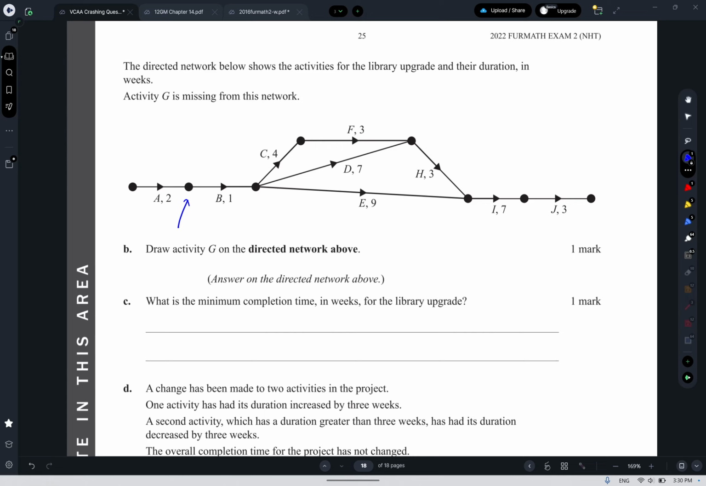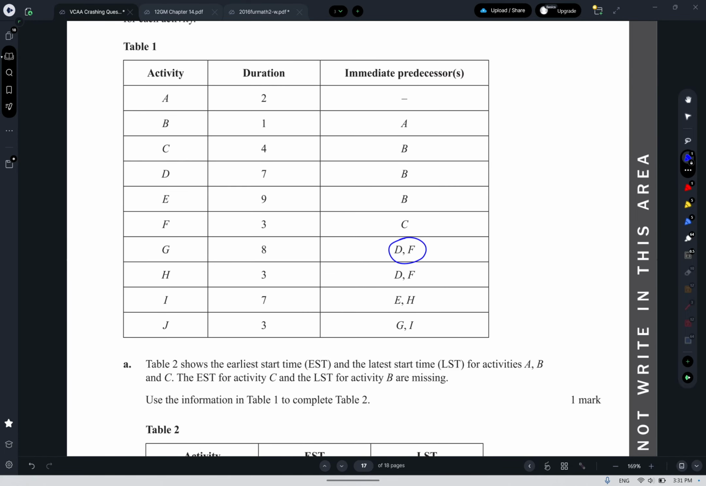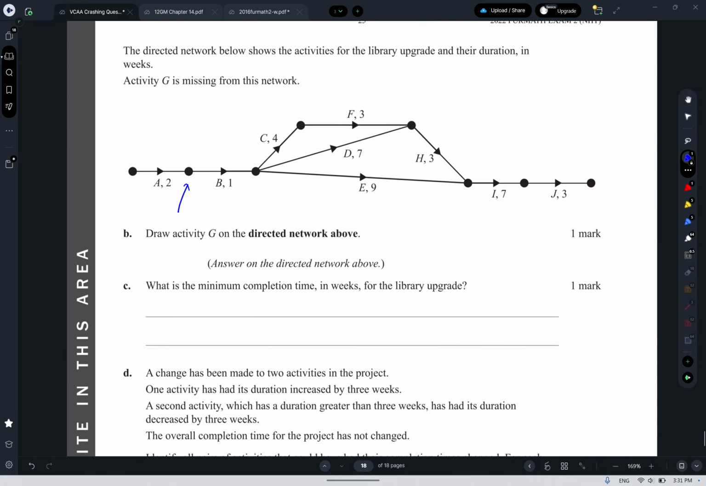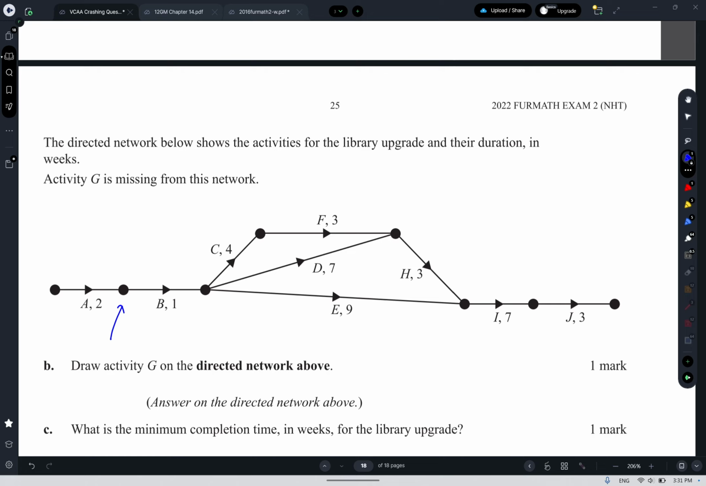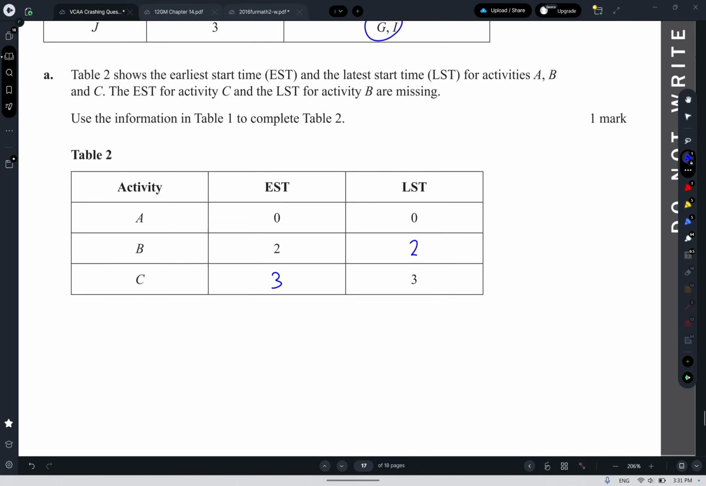Okay, the directed activity shows activities, and so on. Activity G is missing, draw G. So G comes after D and F and before J. So after D and F, which is there, before J, which is there. So that's going to be the activity there. So G with a duration of 8.